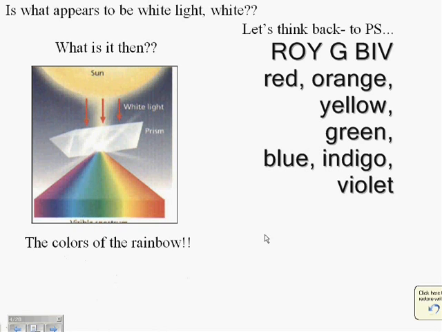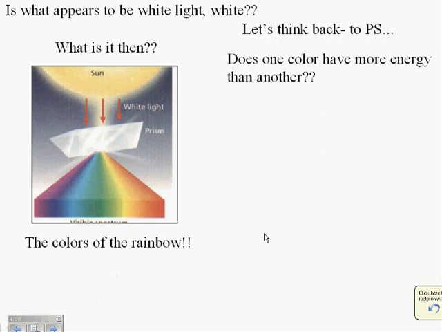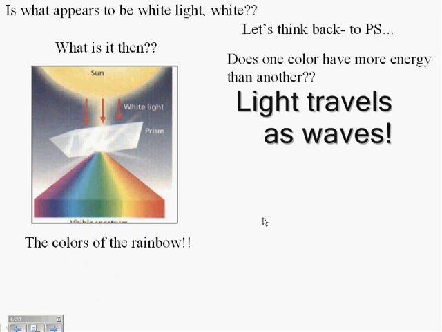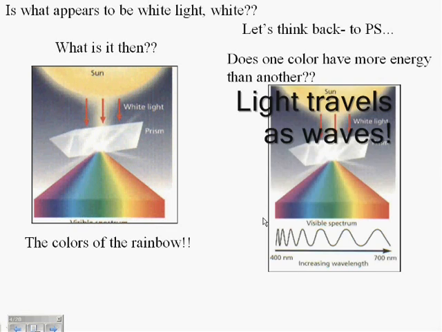All right, think back to your physical science class. I know it's been a long time. Does one color have more energy than another? Light is waves. They all have waves. The color depends upon how many waves there are in a certain period.